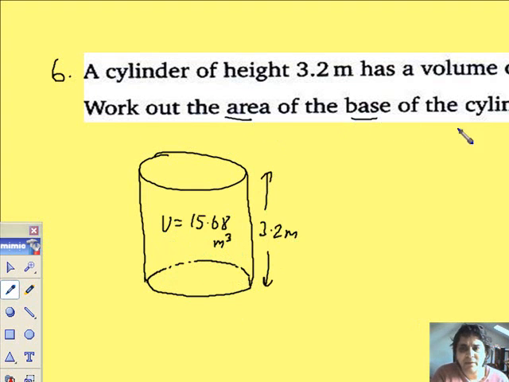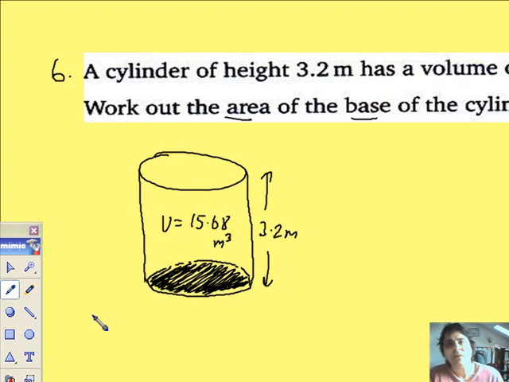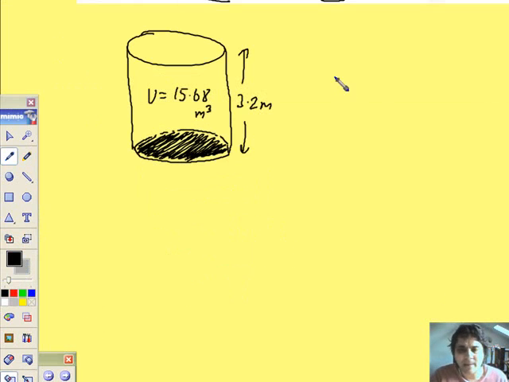Work out the area of the base of the cylinder. In other words, they want this. Now, do you remember I told you that the area of the circle is pi r squared? But since they don't want us to work out the radius, we don't even need to use that. We know volume equals pi r squared h.